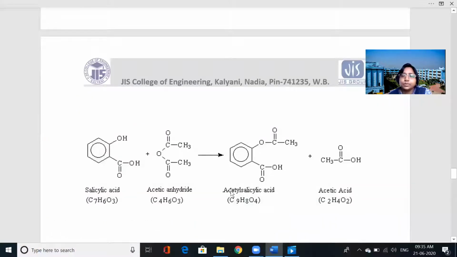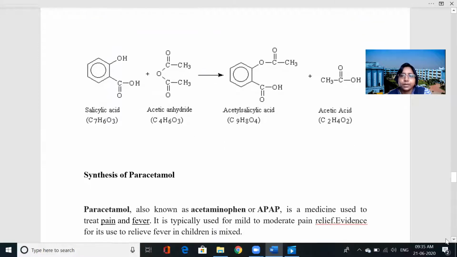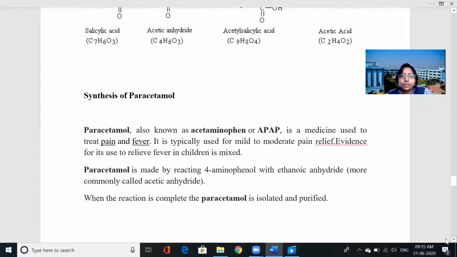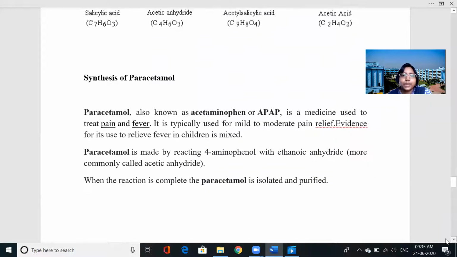Okay, now come to this document again. So we have learned to prepare the aspirin. Now we will learn to prepare the paracetamol. So synthesis of paracetamol that you know very well. If you have fever, generally you use that, and also it is a pain reliever.